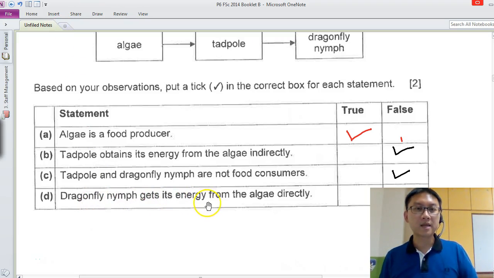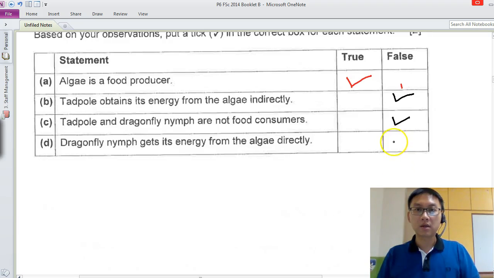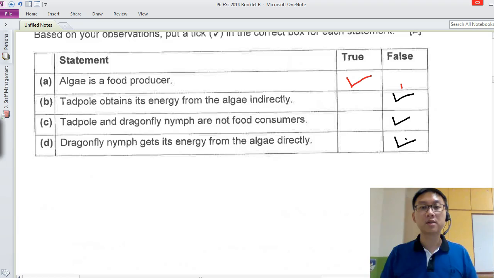Last one. Dragonfly nymph gets its energy from the algae directly. Is that true? Does it get its energy from the algae directly? So you see, dragonfly nymph is here, algae is here. Is there something in the middle? Yes, there is. So it's false. It gets its energy indirectly. Right? So your answer is true, and then the rest is false.